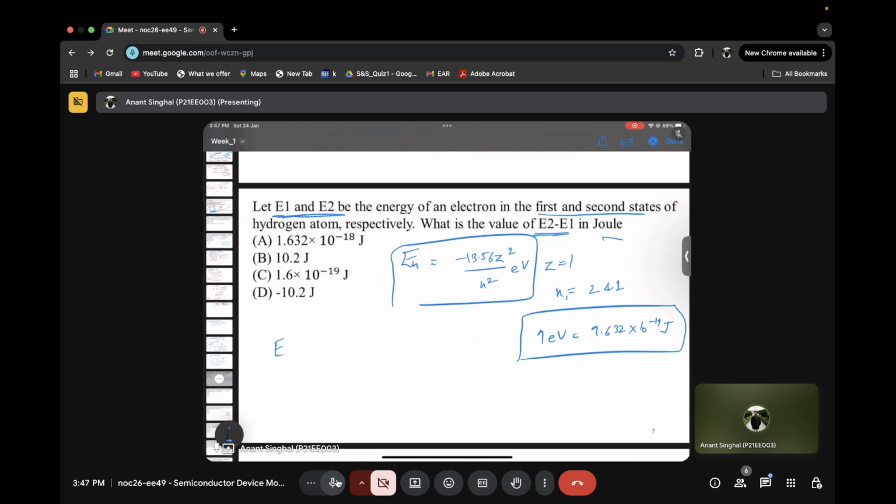So it says E2 minus E1. If I write in electron volt, it will be minus 13.56 by 4 minus or plus 13.56 by 1. So if I calculate, this should be 3.39. It should be approximately 10 point something, right?